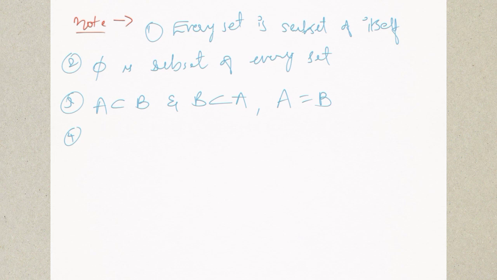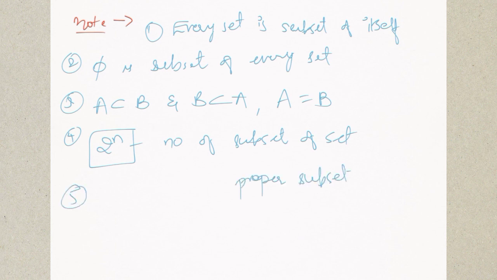Next, the total number of subsets of a finite set containing n elements is 2 power n. This formula is also important, because if somebody is asking you the total number of subsets for that particular set, you will use this formula, 2 power n. Now if somebody is asking you the number of proper subsets, that means not including itself, right? Improper subset is including itself, proper subset is not including itself. So 2 power n minus 1 is the formula.